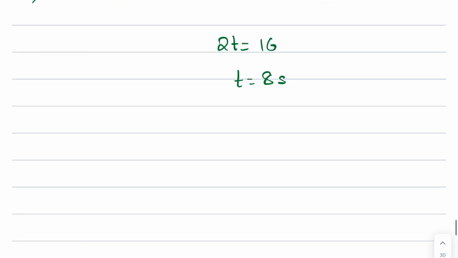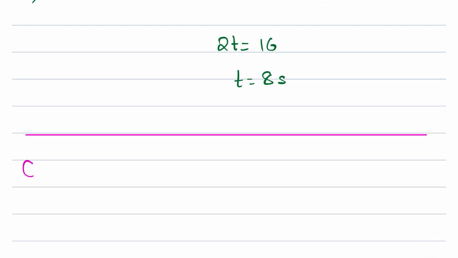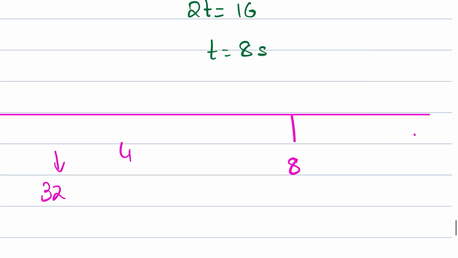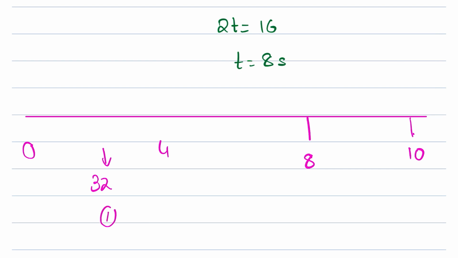So we come to know that first 10 seconds. From 0 to 4, we have already calculated the distance was 32 meters. From 4 to 8 seconds, it becomes rest at 8 seconds. And again, we have to find the distance between 8 and 10. So we have to find three parts: first part, second part, and the third part. Because at 8 seconds it comes to rest, it will change the direction of motion.